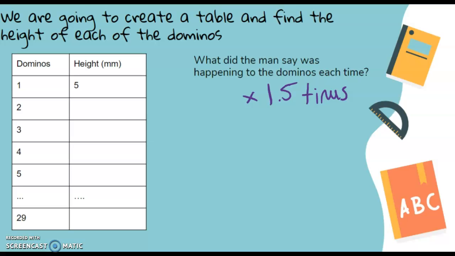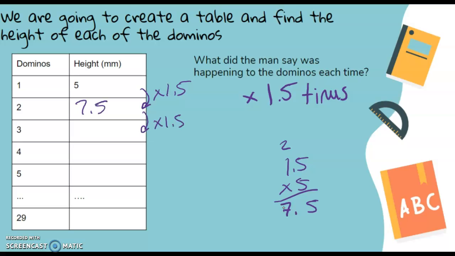So what we're going to do for each of these is we're going to take the previous number and multiply by 1.5. And we're going to figure out how big this is going to get. So let's figure out the first one here. So the height of the second domino should be 7.5. Then what I'm going to continue to do is multiply those by 1.5.